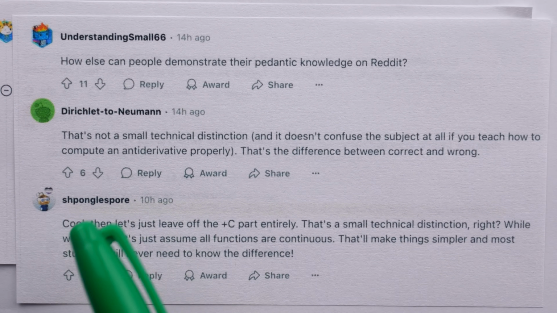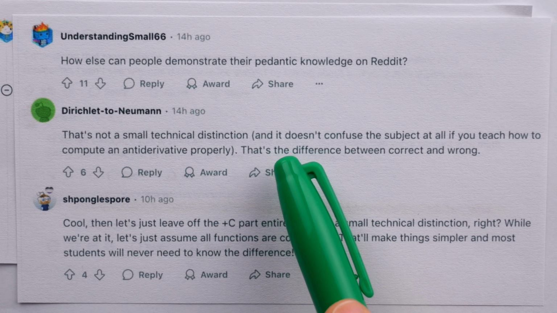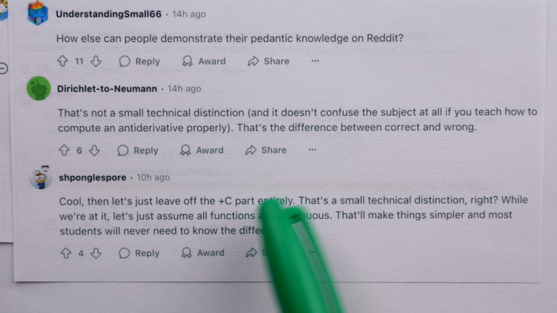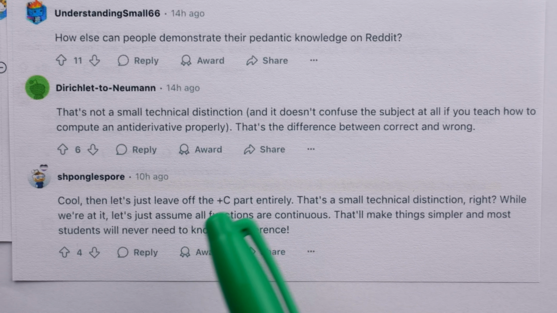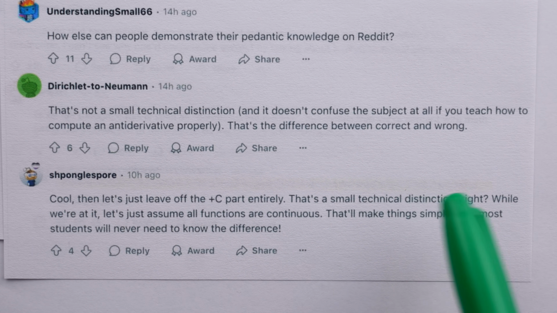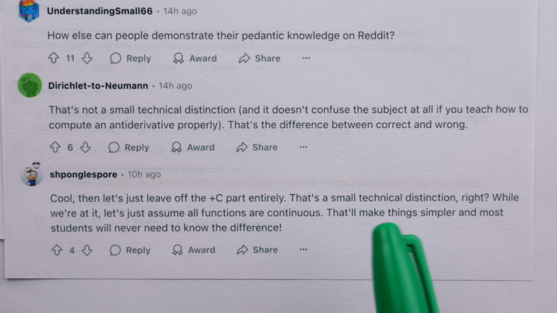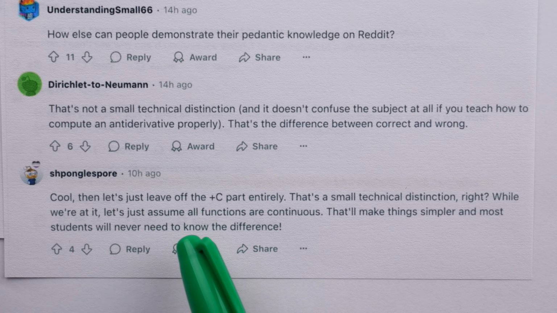Of course, a lot of people care deeply about these details. It's the difference between correct and wrong. You know what? Let's just leave off the plus c part entirely. If it doesn't matter, that's a small technical distinction, right? While we're at it, let's just assume all functions are continuous. That'll make things simpler, and most students will never need to know the difference.